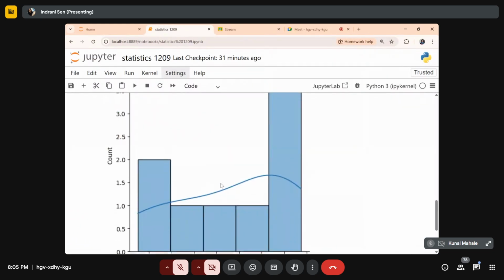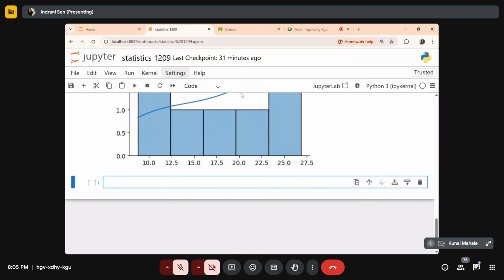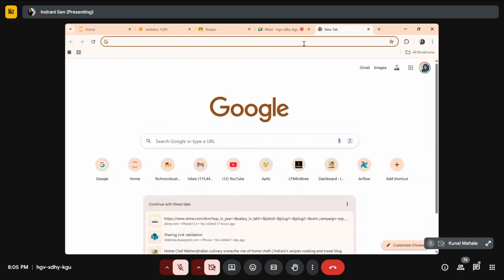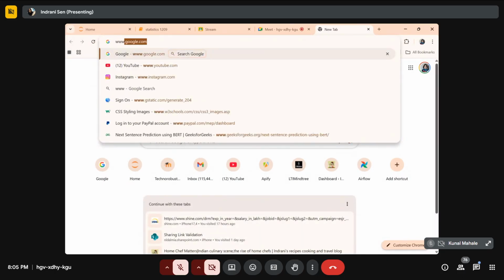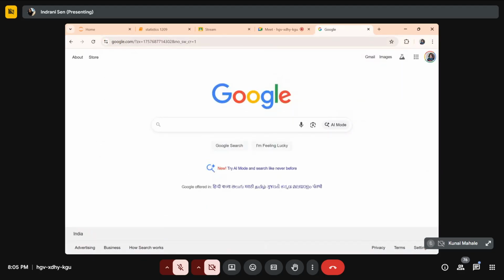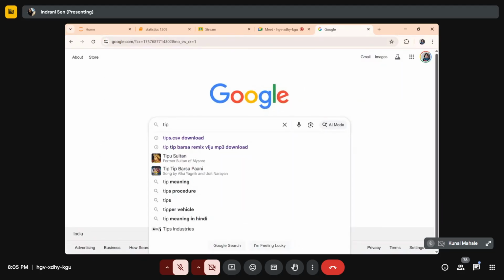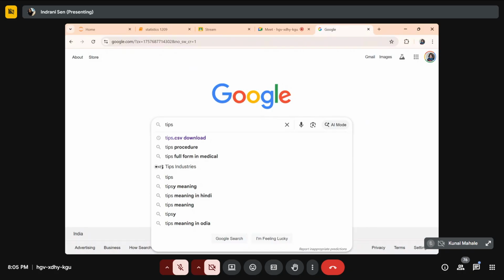Okay, so let's import a data. You can import this data called tips data, which I'm using here from Kaggle, or it's available in GitHub also. Just download.